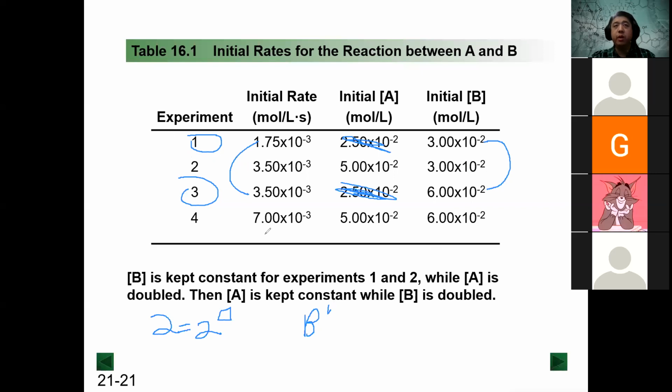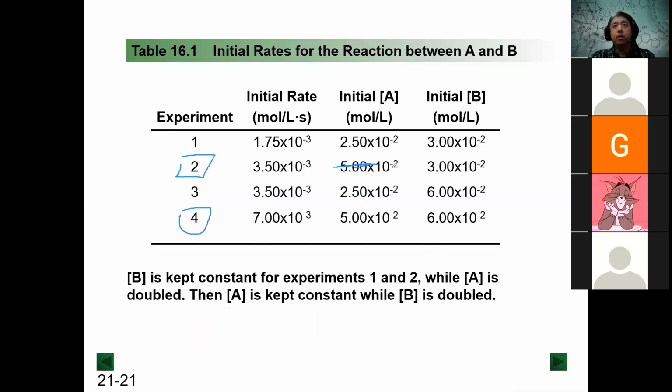And it will stay consistent no matter which combination you do, as long as you can isolate one and not the other. So if I go ahead and clear the screen real quick, if I look at experiments 2 and 4, this is 5 and 5, I can cross those out. This relationship between B and initial rate is essentially doubled. This is essentially doubled. So this is 2 to the 1 power is equal to 2. Any questions? Okay.